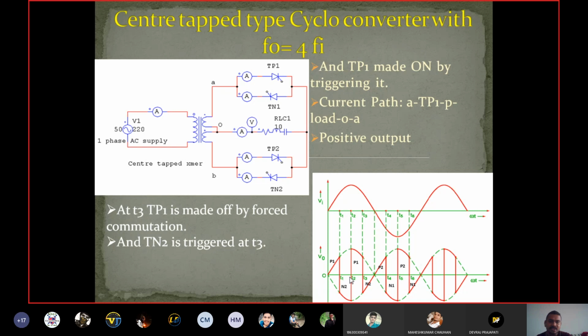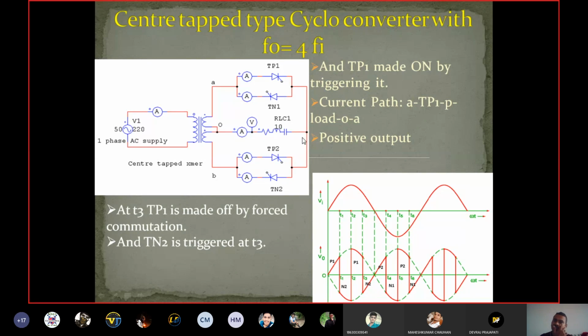Okay, so during time duration T2 to T3, TP1 remains on, and at the instant of T3 we are making this TP1 off forcefully, and at the same instant of T3 we are once again triggering this TN2 thyristor. Okay, so TP1 becomes off forcefully, and at the same time TN2 becomes on by giving triggering pulse. So once again the current flows from O to load, load to P, P to TN2, TN2 to B, and B to O. So here current is flowing from O to P through the load.